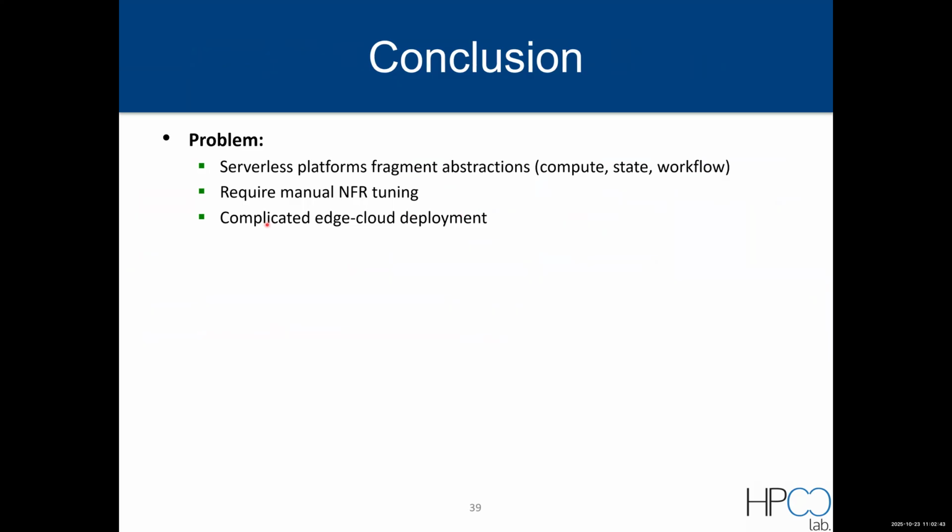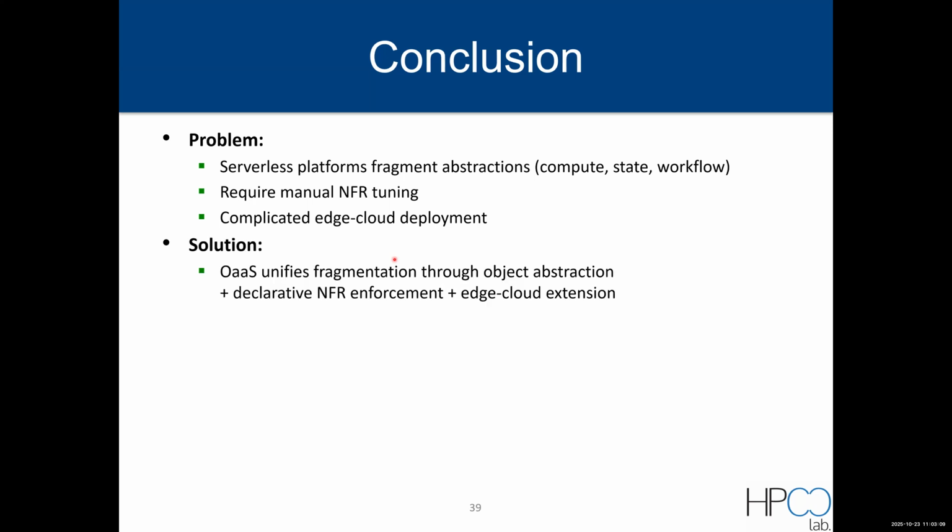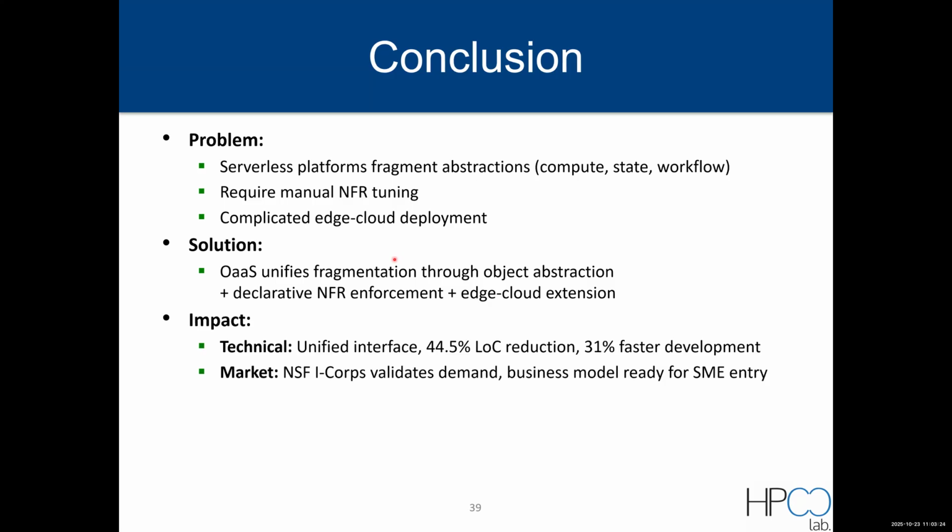So let's conclude here. There is a problem in cloud development right now. When you want to work in the serverless model, there are fragmented abstractions like computation, state, and workflow. If you want to fine-tune it, you need to do manual fine-tuning, and deployment across accounts is quite complicated. So we developed a solution called OaaS that unifies computation, state, and workflow. It also has declarative non-functional requirement enforcement with the cloud extension.